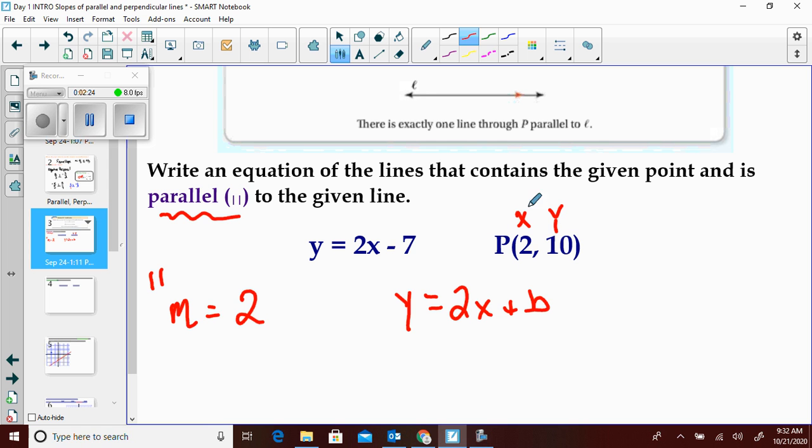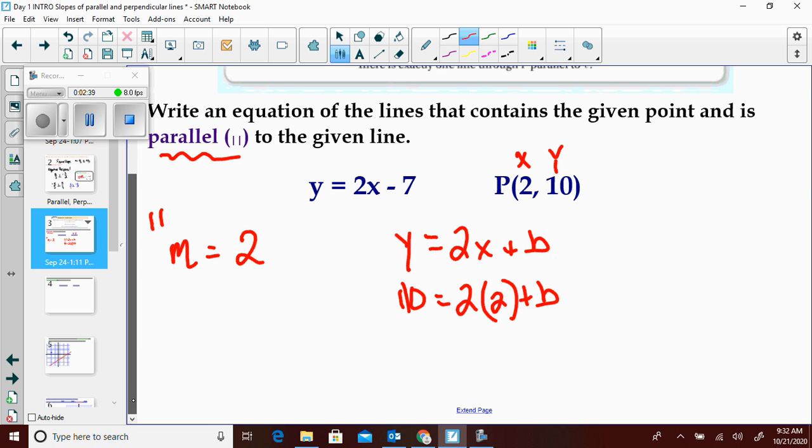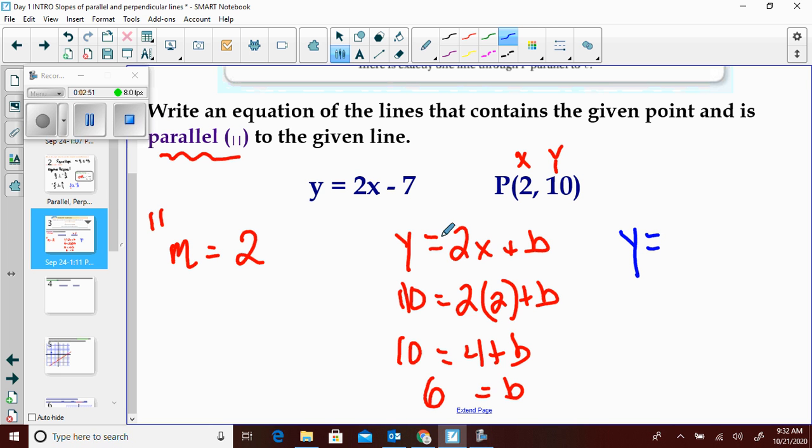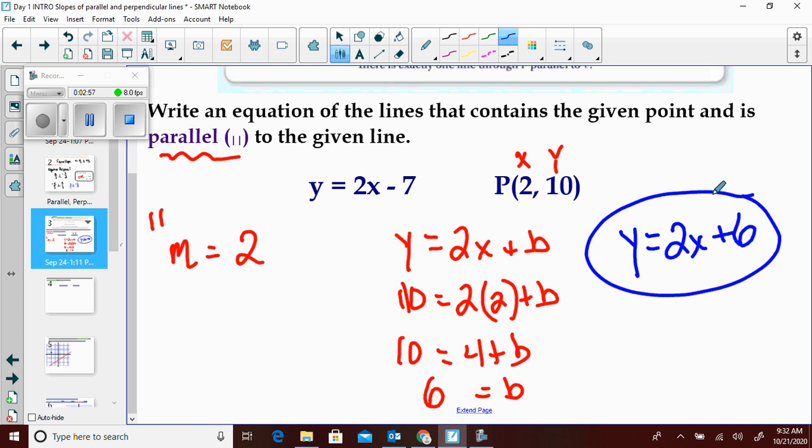Well, x and y are right here in this point, so I'm going to substitute them in. 10 equals 2 times this x, 2, plus b. 10 is 4 plus b. B is 6. So therefore, the equation is y equals, it's parallel, so it's the same slope, 2x plus 6. Again, parallel means same slope.